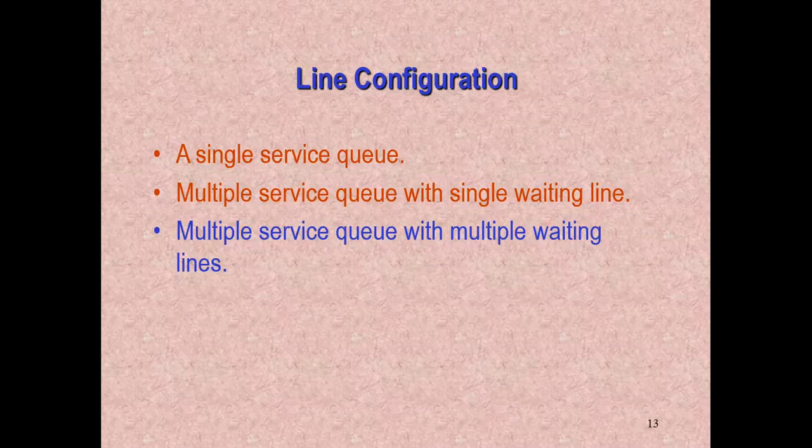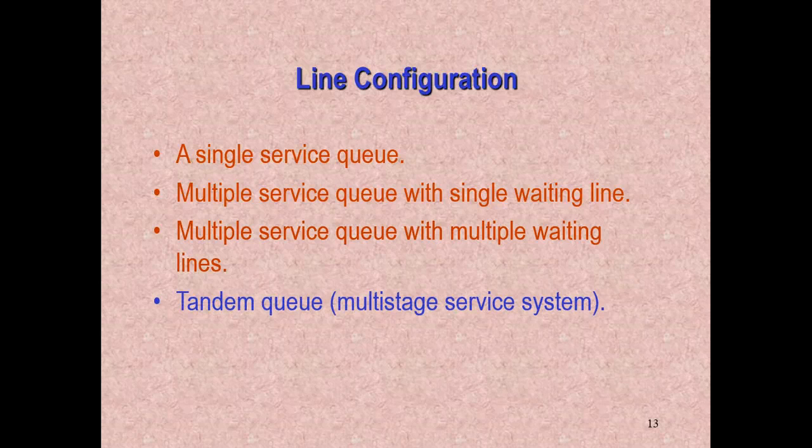Multiple service queues with multiple waiting lines. An example of this would be when you go to Walmart, right? They have 24 registers, so that means 24 service queues, 24 service lines. A tandem queue is a multi-stage service system. I mentioned that already, like the emergency room, like airports. Anything where you wait in a line for service, get served, and then go into another line. That's a tandem queue. We try to analyze those as 2 separate queues.